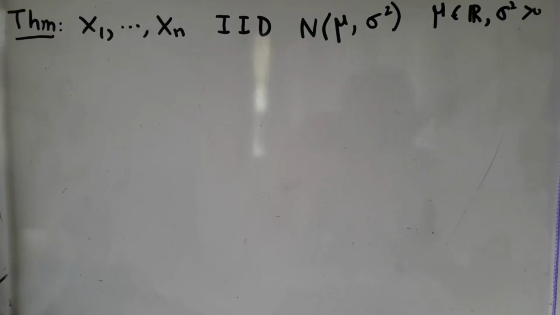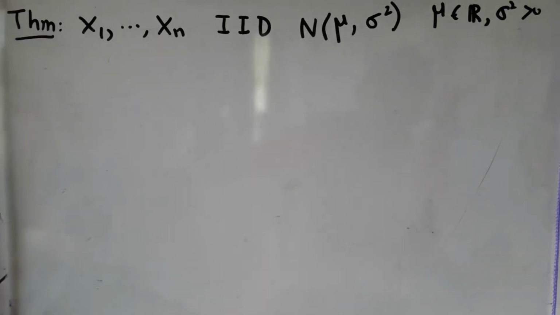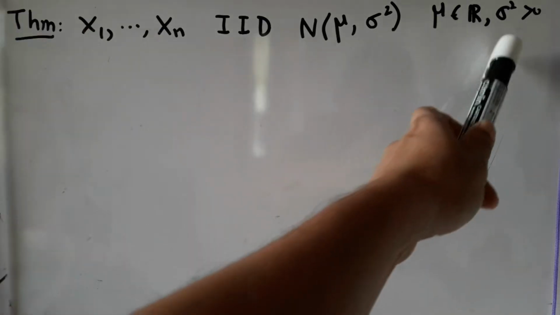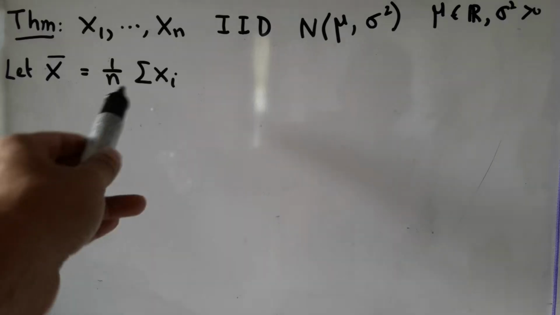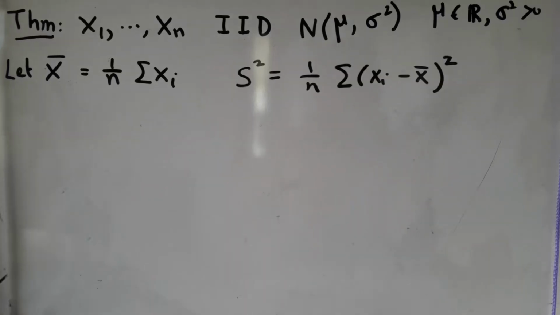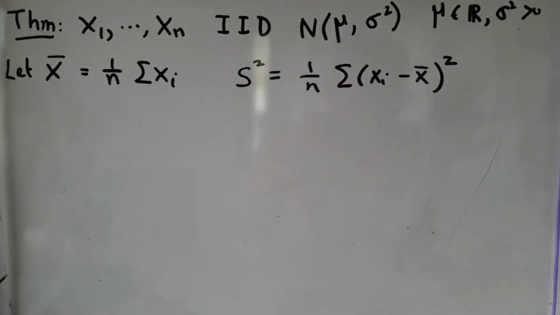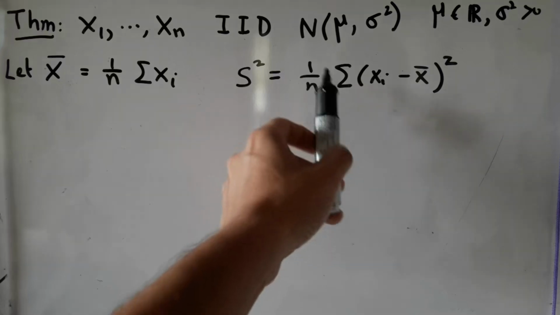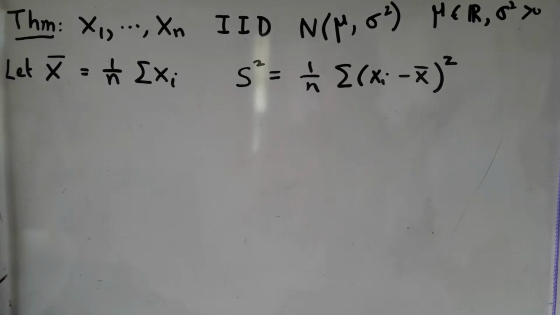In this video, we shall learn about a well-known theorem which starts with some random sample x1 to xn from normal mu, sigma square, where mu is a real number and sigma square is strictly positive. We define the sample mean as usual, x bar, and the sample variance as 1 over n, this quantity. Now some of you may be used to thinking of this as 1 over n minus 1. That will hardly change the main statement of the theorem.